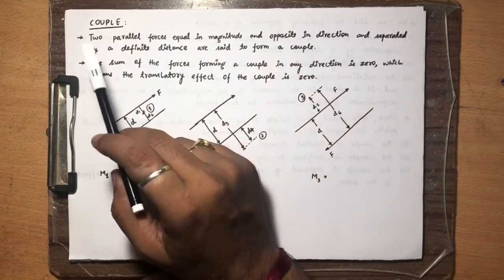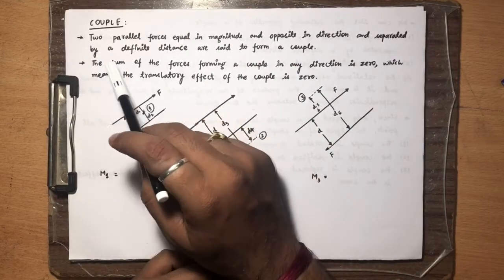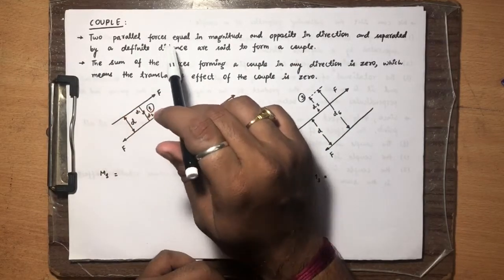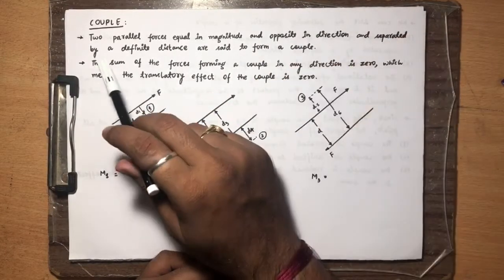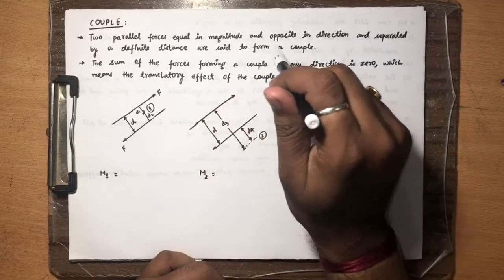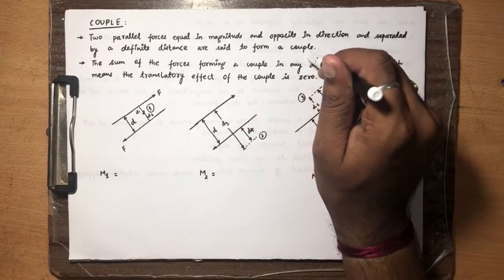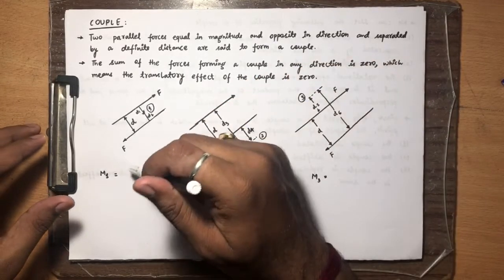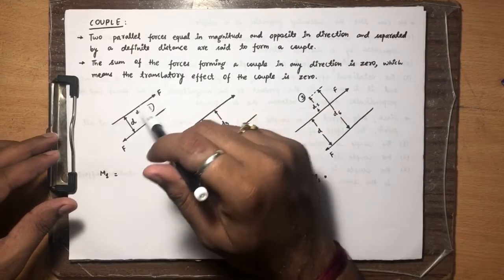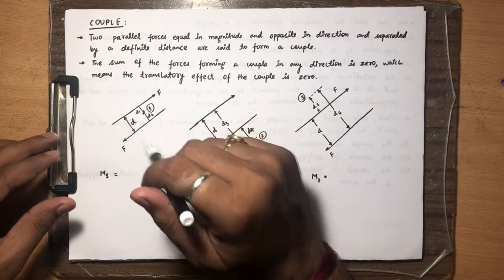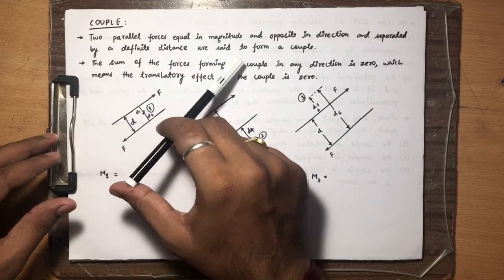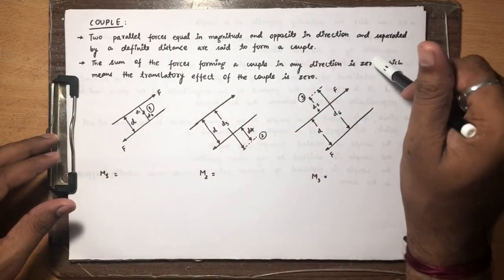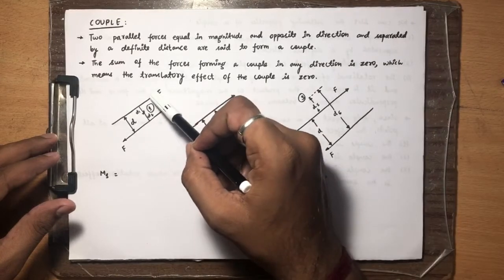So a couple forms when two parallel forces, equal in magnitude and opposite in direction and separated by a definite distance, are said to form a couple. Okay, opposite in direction, equal in magnitude, and separated by a fixed distance. The sum of the forces forming a couple in any direction is 0. Why is it 0? Because they are equal and opposite in direction.